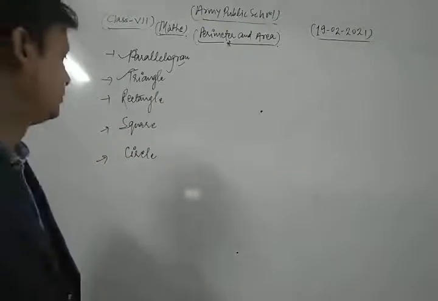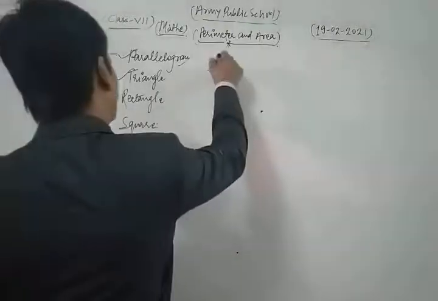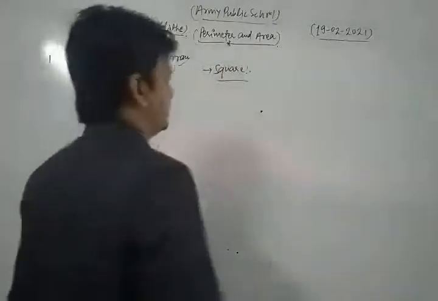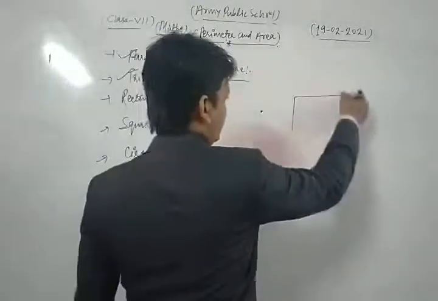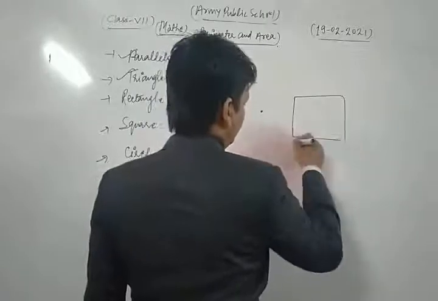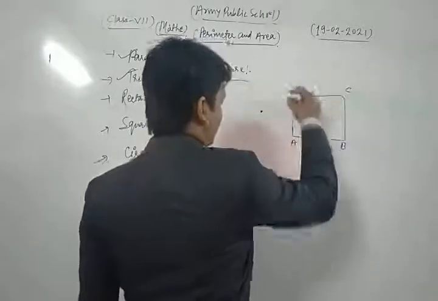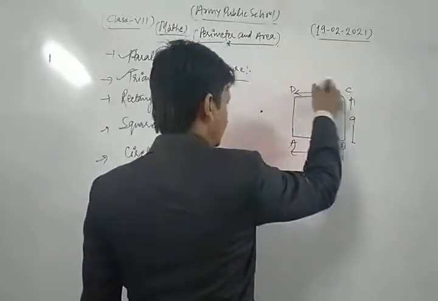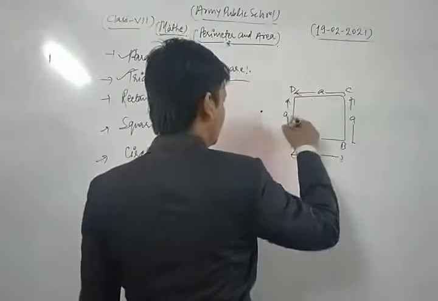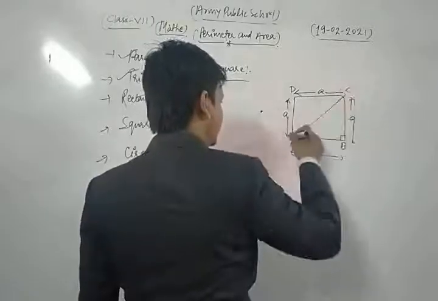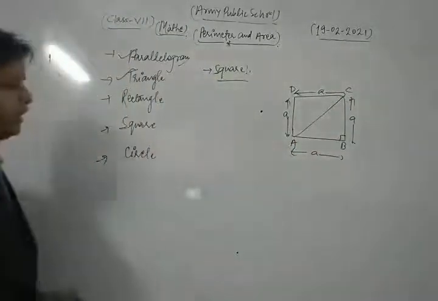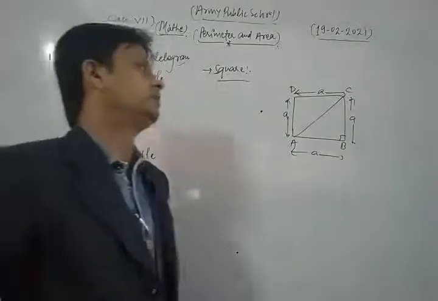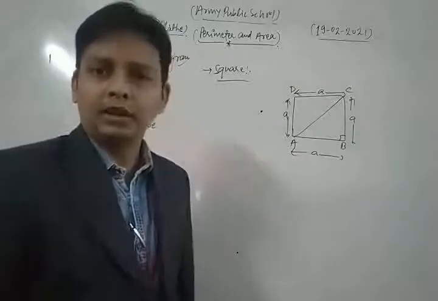Now let's see the square, you know that very well. Square is also a special type of quadrilateral in which all of its sides are equal to each other. Means if ABCD is a square and let all its sides be equal to A, each angle is 90 degrees, and this is the diagonal of the square.